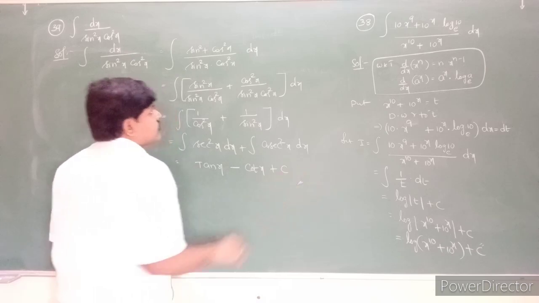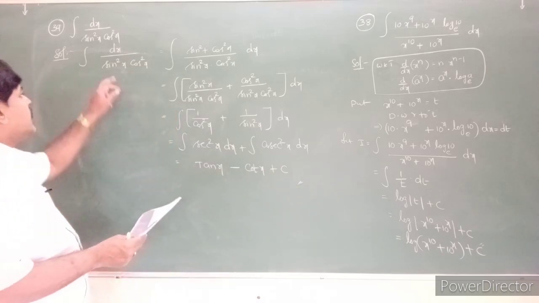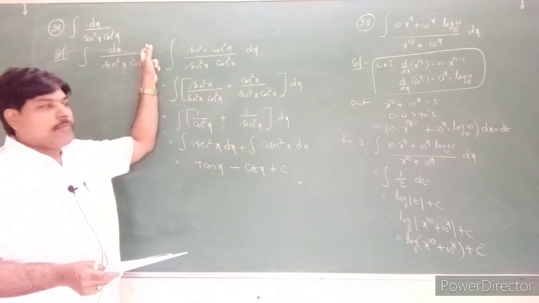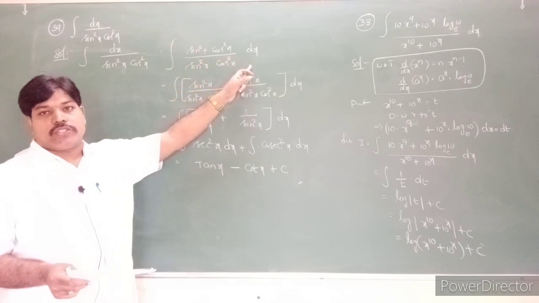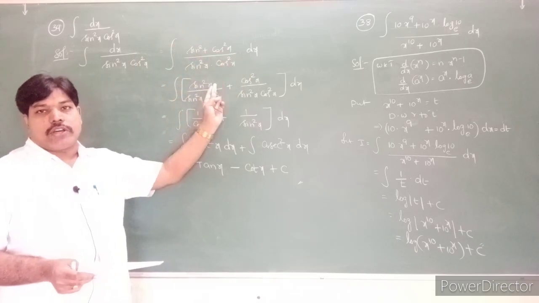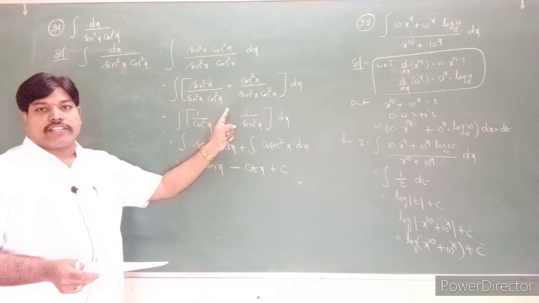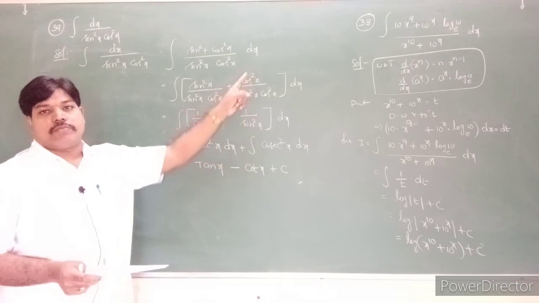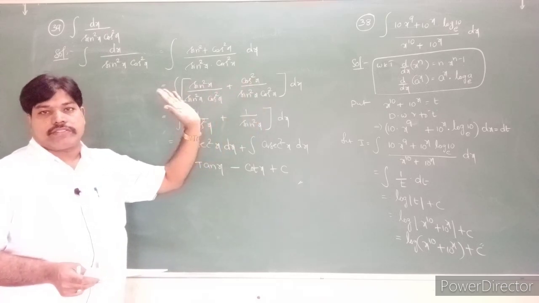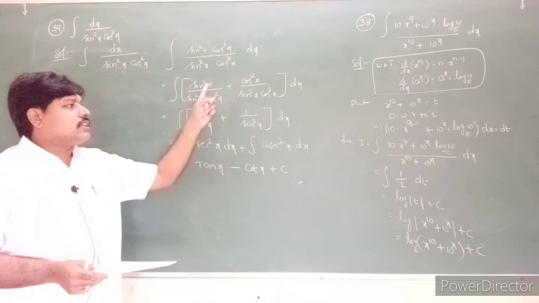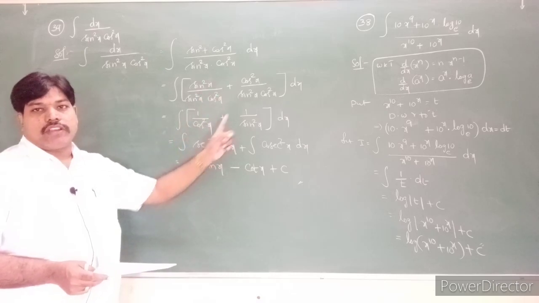Plus c. See that, students, once again. In the numerator, 1 is written as sin square x plus cos square x. Just to separate the terms, sin square x by sin square x into cos square x, plus cos square x by sin square x into cos square x. Cancel the terms and you will get 1 by cos square x and 1 by sin square x.